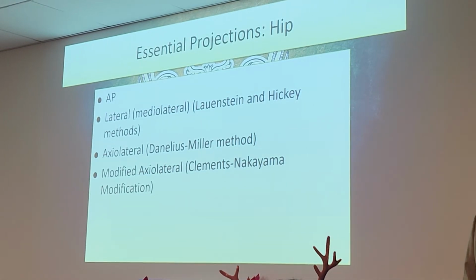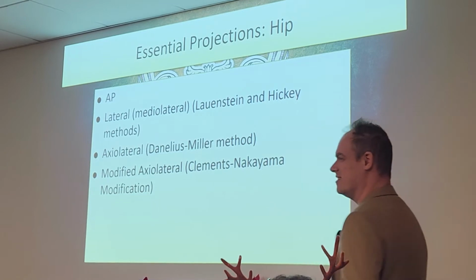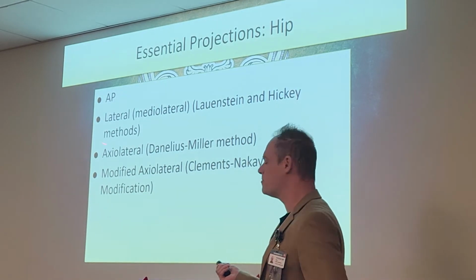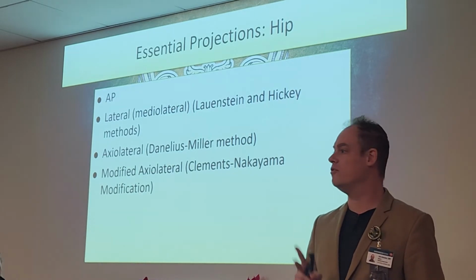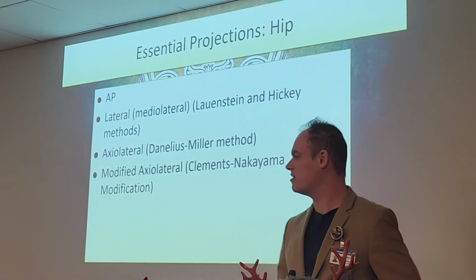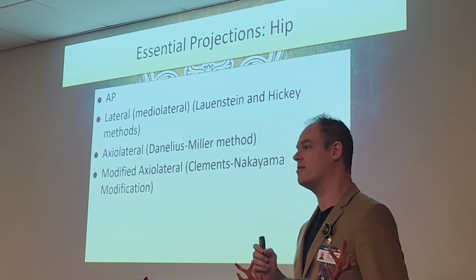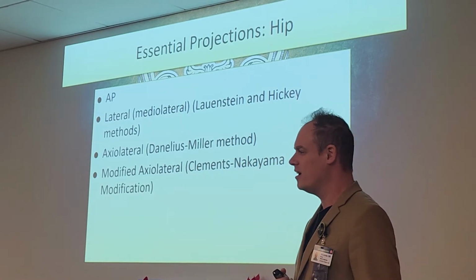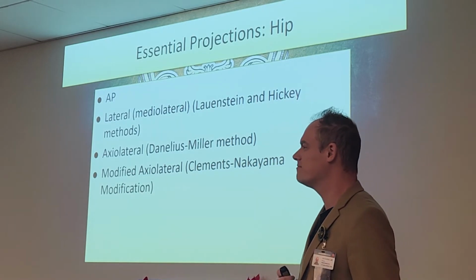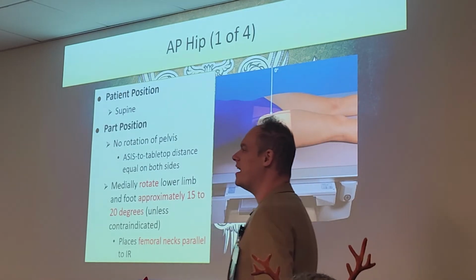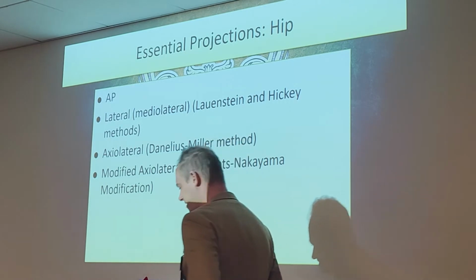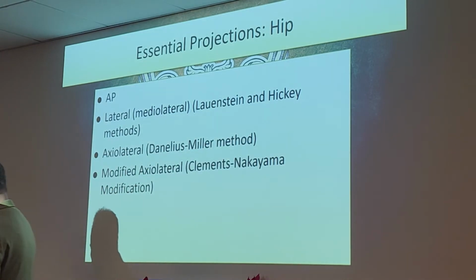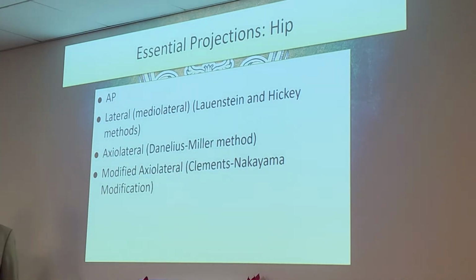And then the modified axiolateral, or the Clements-Nakayama modification. That's a fun name for these, man. And this one right here is basically an alternative to Danielius-Miller, where we can't move either of the legs. So we're going to see if there's a way that we can still obtain that cross-table lateral. Although it's not as optimal, there's an alternative means of doing so. Now let us start with the AP. You should know them by these fancy names. You always need to know the names and the methods.